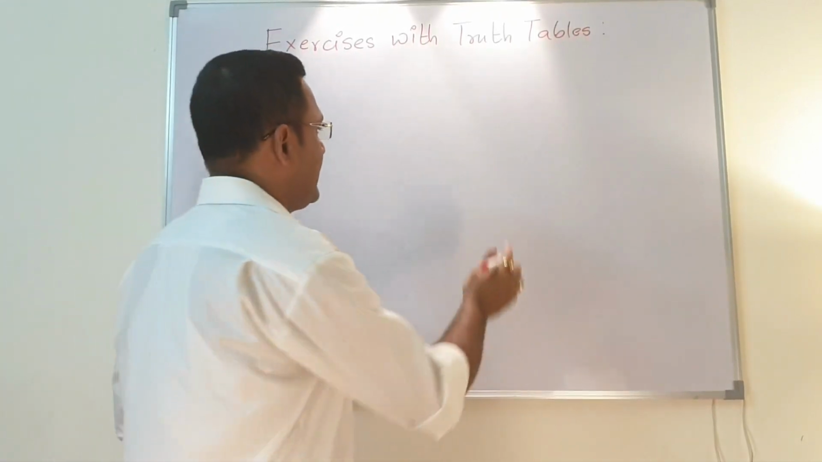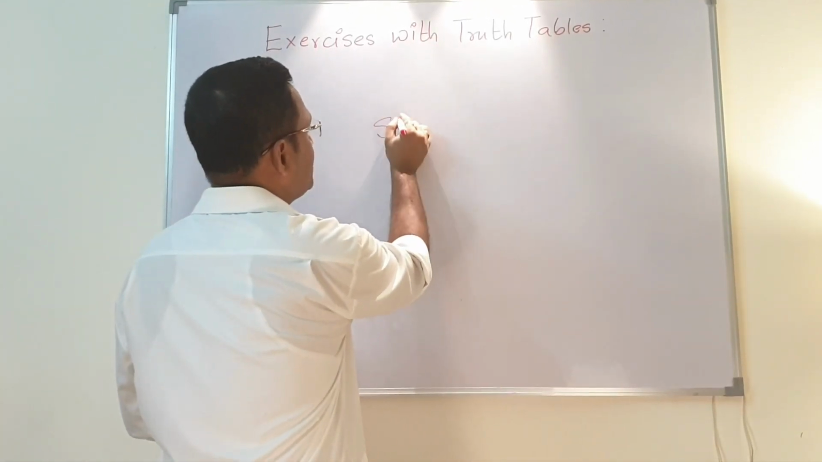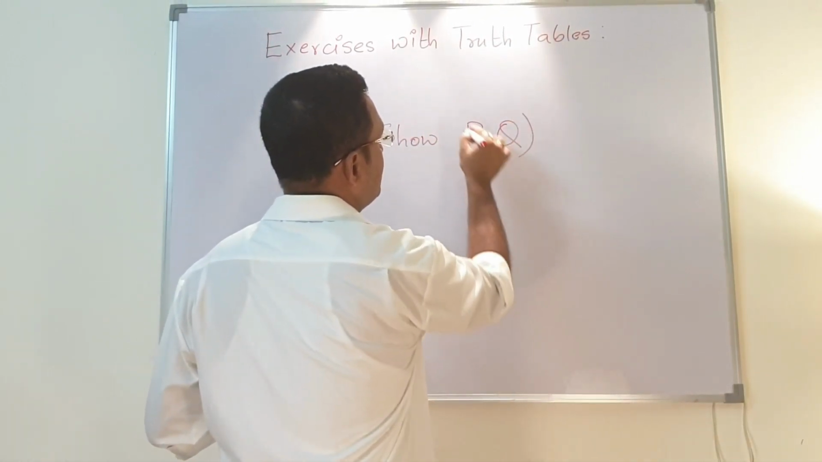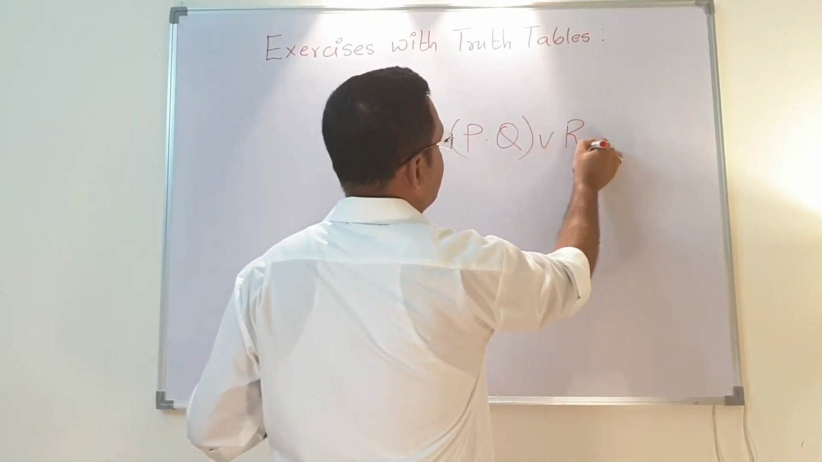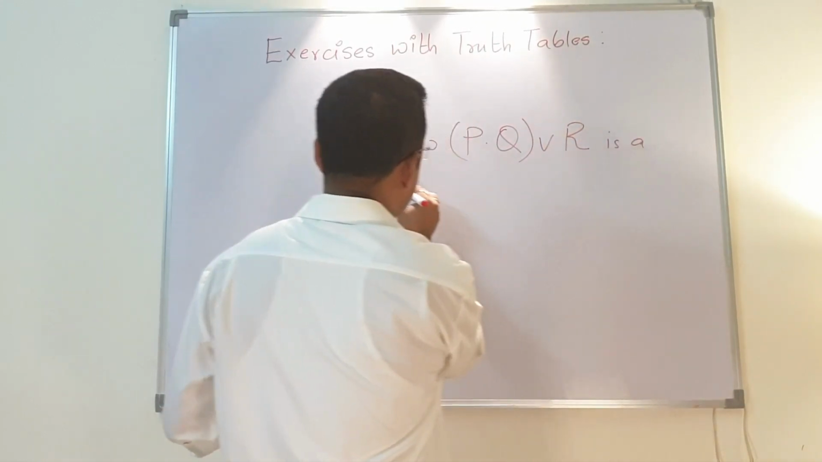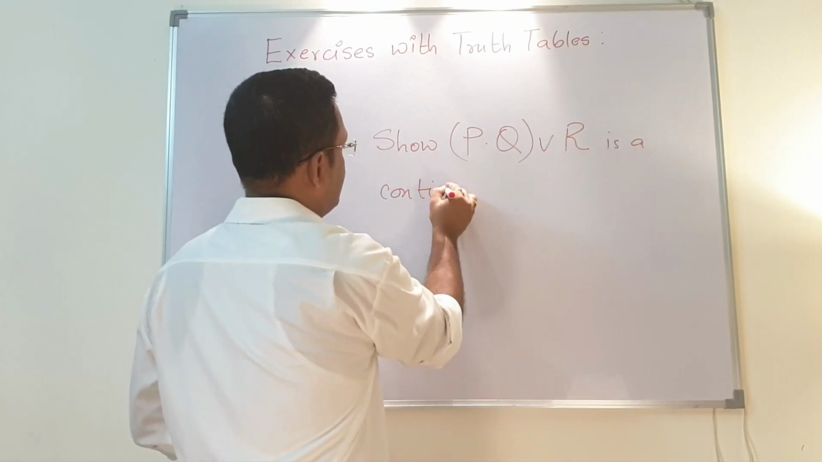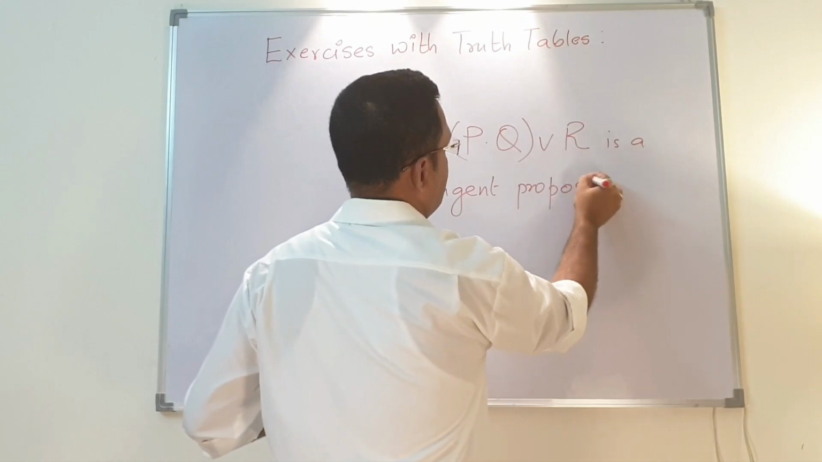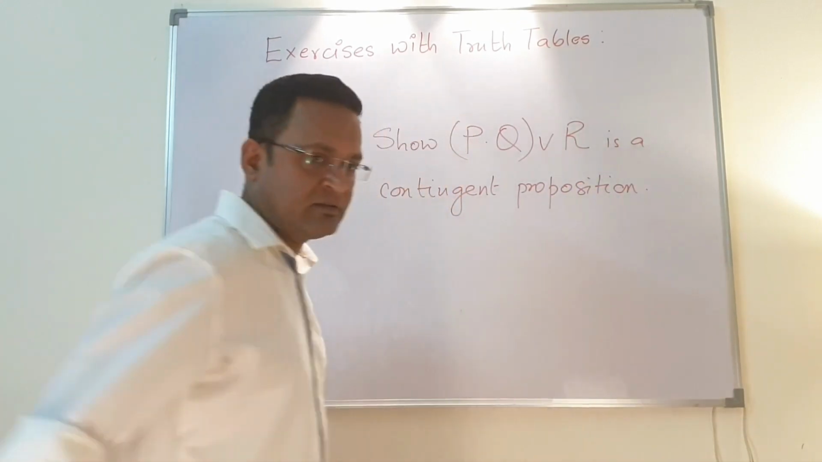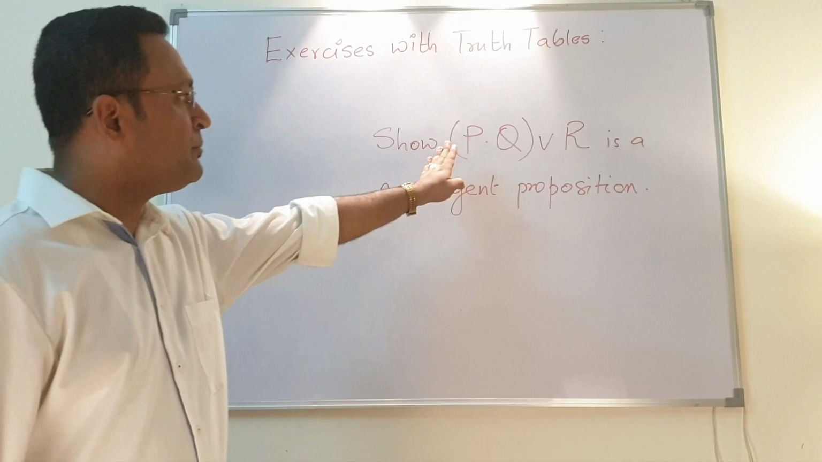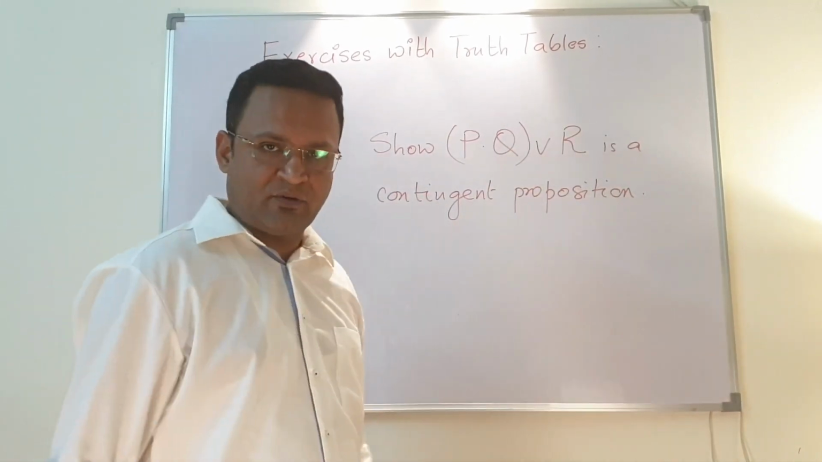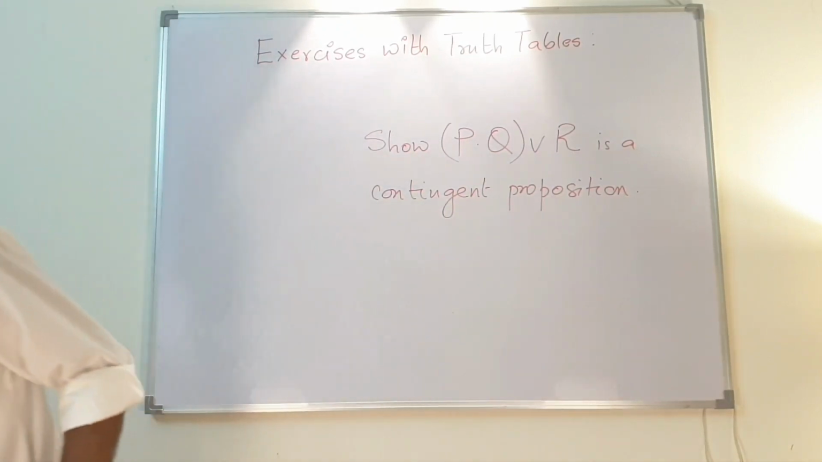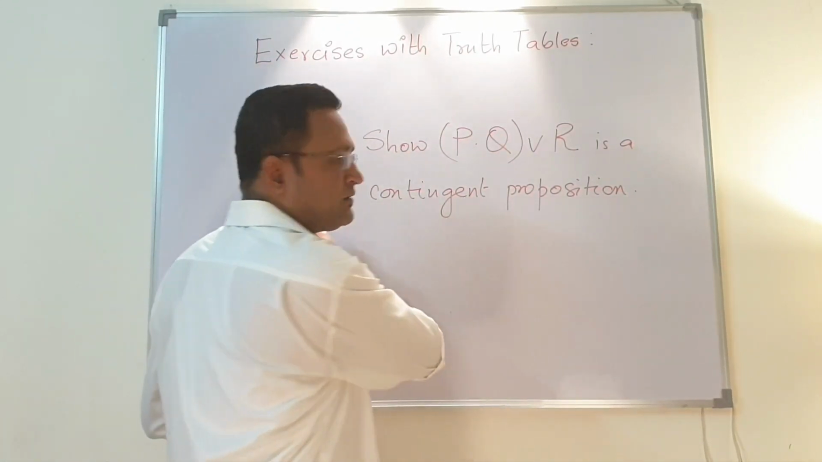That is how questions come. Questions will come like this: show that P dot Q wedge R is a contingent proposition. Suppose this question has come. Now this is our first question: show that P dot Q wedge R is a contingent proposition. So what should be the method of solving it? Let us make the truth table of it. You note the question.